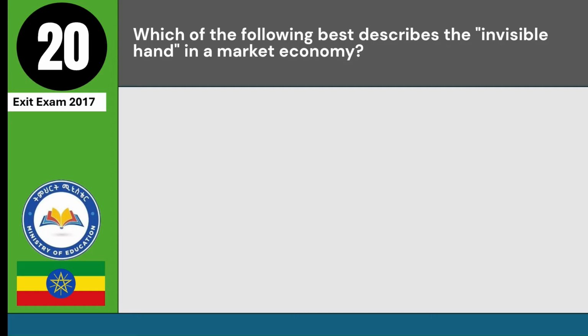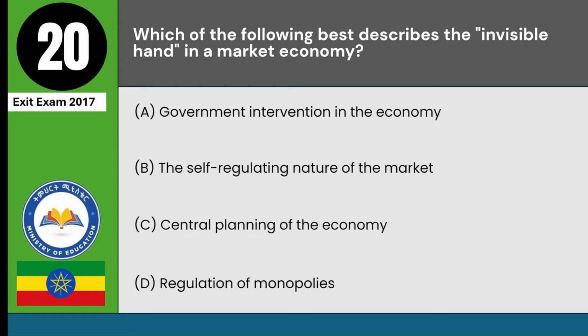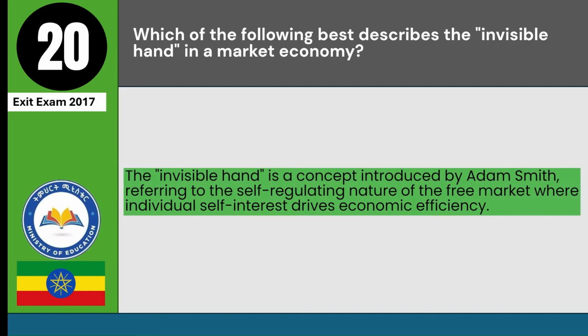conditions. Which of the following best describes the invisible hand in a market economy? A. Government intervention in the economy. B. The self-regulating nature of the market. C. Central planning of the economy. D. Regulation of monopolies. Answer B. The invisible hand is a concept introduced by Adam Smith, referring to the self-regulating nature of the free market where individual self-interest drives economic efficiency.